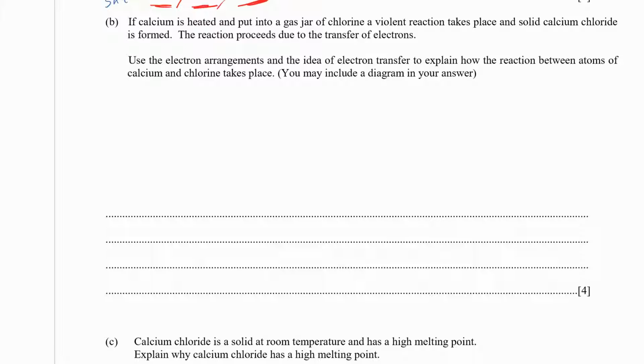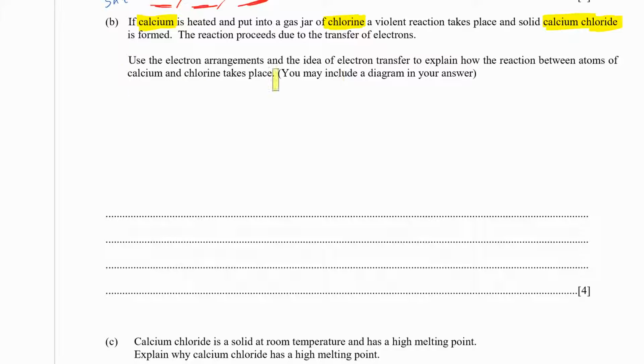Okay, this next question, part B. If calcium is heated and put into a glass jar of chlorine and a violent reaction takes place and solid calcium chloride is formed, the reaction proceeds due to the transfer of electrons. Use the electron arrangements and the idea of electron transfer to explain how the reaction between the atoms of calcium and chlorine takes place. So, top tip, always underline the chemicals involved. That way you're not going to get confused.